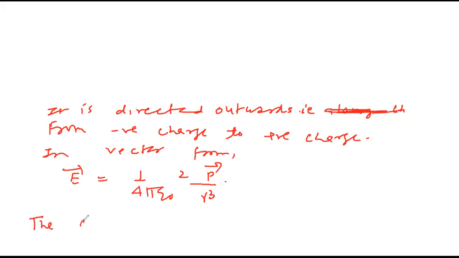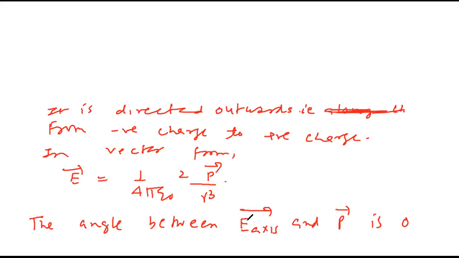The angle between E at any point on the axis and P bar is 0 degree, because P is also from negative charge to positive charge. E is also from negative to positive. So the angle between intensity on axis and electric dipole moment P bar is 0 degree. This completes our derivation with every format: vector form, magnitude, direction, angle.